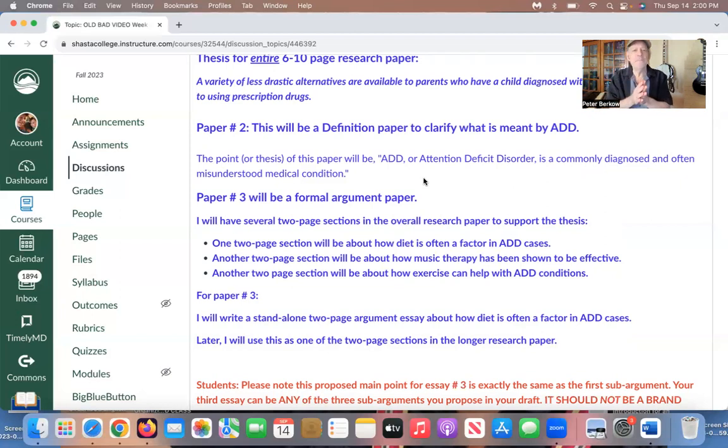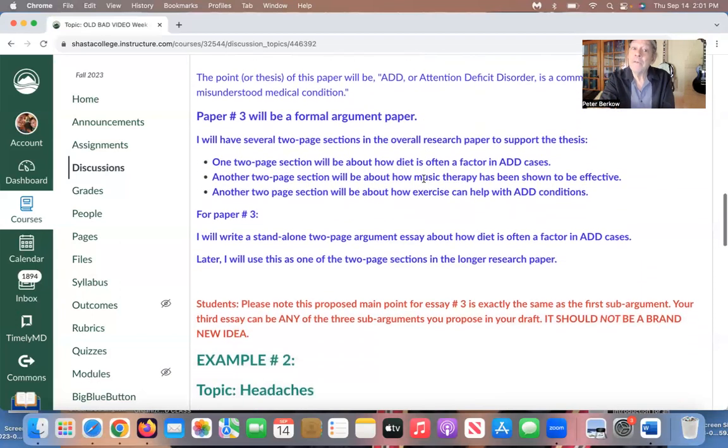Now, the definition paper, your second paper in this class, is a really great way to get started with the thinking and writing process, learning how to use the library, learning MLA style, bringing quotes in, kind of a baby step towards writing the longer paper. Now, the third paper that this student proposed to write is going to be one of the 2 page sections in that research paper. But before the student started to write that, they had to think, what will the different 2 page sections be? There's a lot of different ways of approaching this.